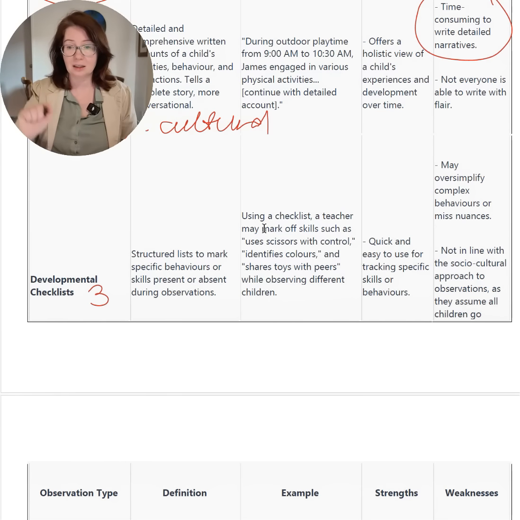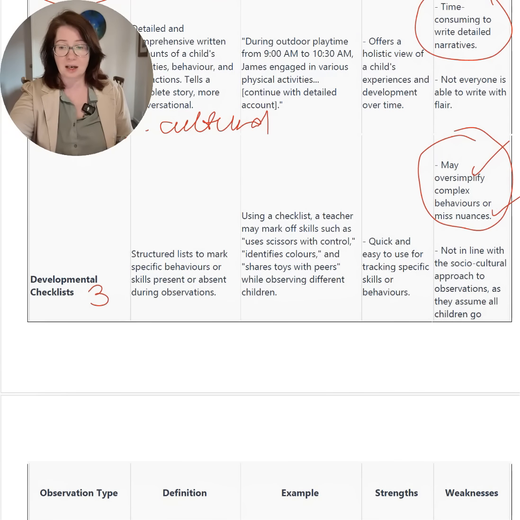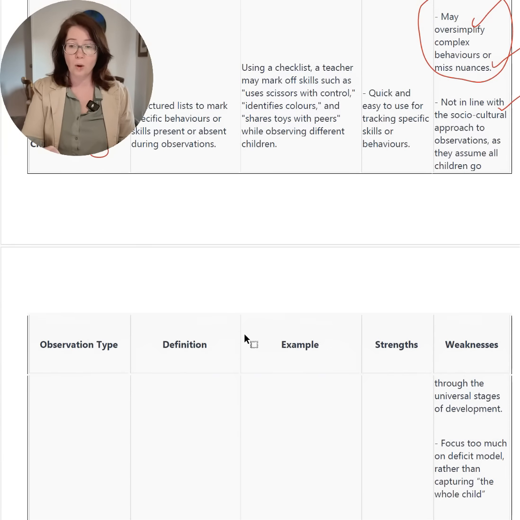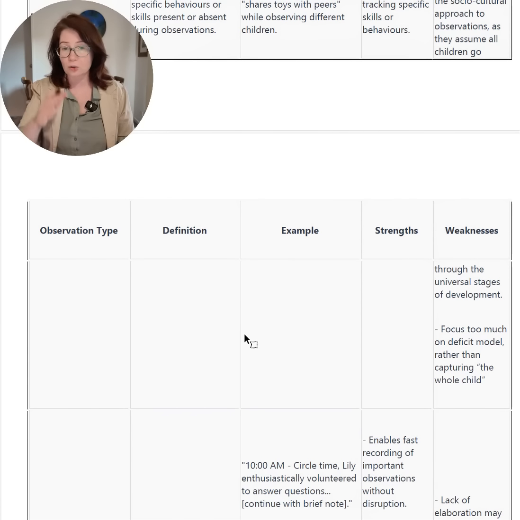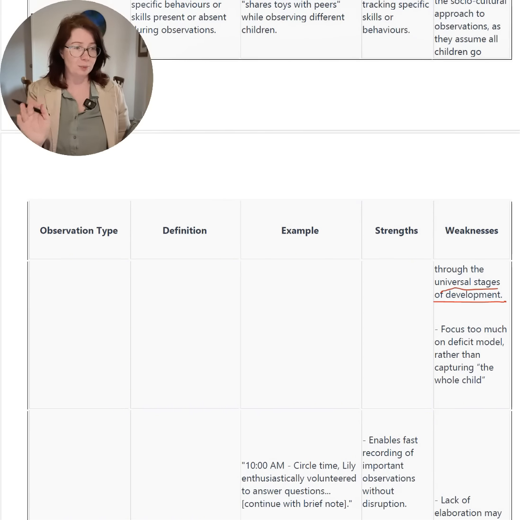At the same time, you can still notice that there are some disadvantages of developmental checklists because they may oversimplify complex behavior, miss some important details or nuances. They do not show us the whole picture of the child, and they are not aligned with a sociocultural approach to observations, because they all assume that all children go through the same universal stages of development. And that's what Jean Piaget was saying, right? And children might actually miss a stage, or the development is cumulative and might happen overnight as well.